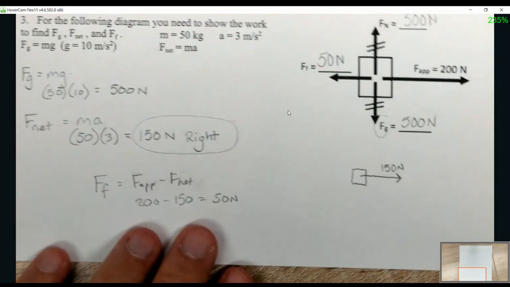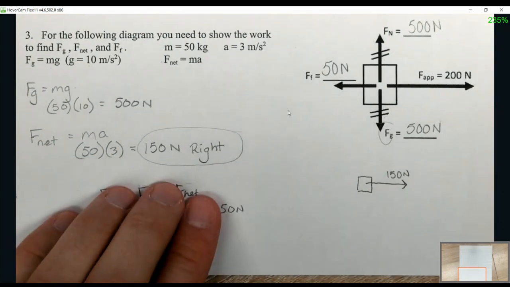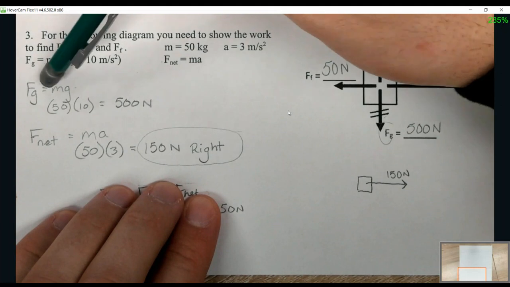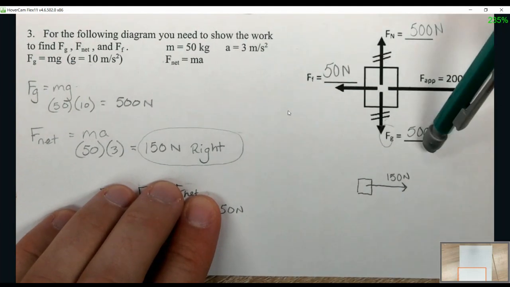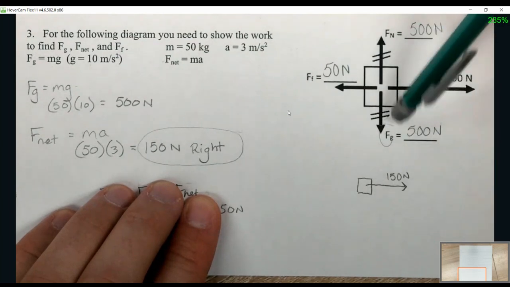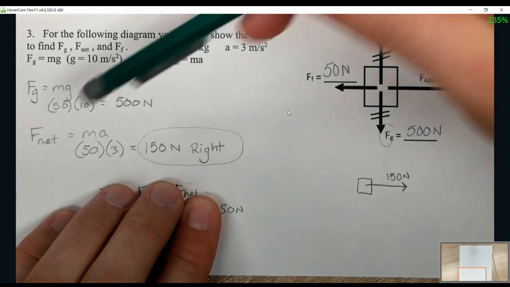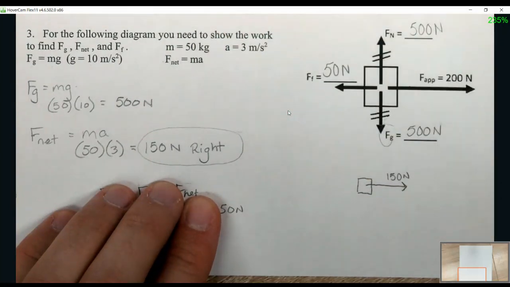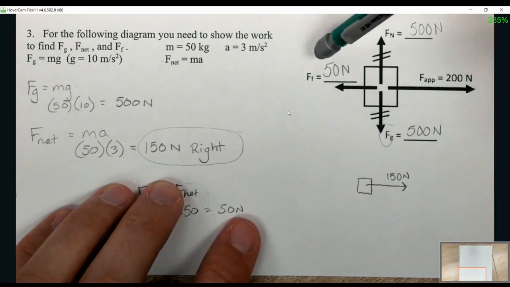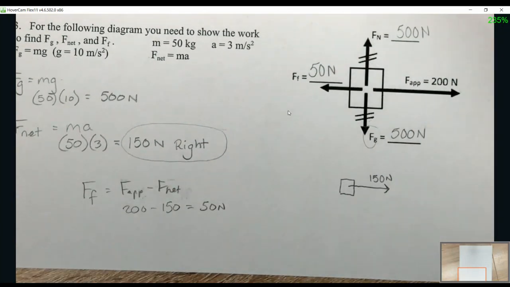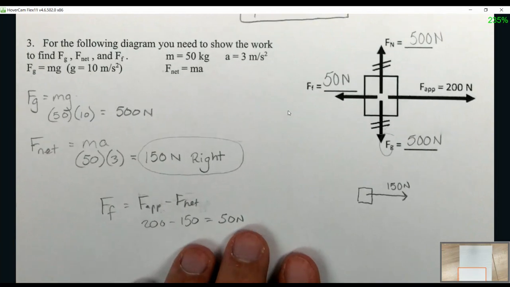So you would need to show pretty much this. You need to show mass times gravity in order to get the weight, a point over here, a point up to fill this in, a point over here to show the work to get your net force, and then the subtraction here to figure out that the friction force is 50. To complete that problem, that is going to need to be everything that is done and labeled on there.